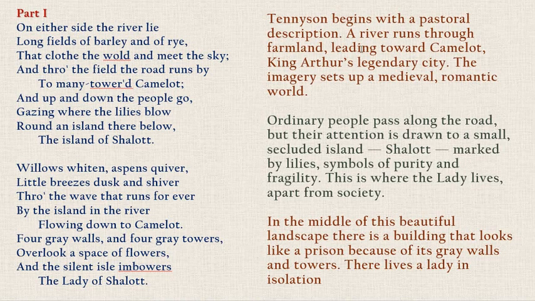So Tennyson begins with a pastoral description. Here the description is very pastoral and rural, a description of nature, of a rural, pastoral landscape. A river runs through farmland leading toward Camelot, King Arthur's legendary city. The imagery sets up a medieval romantic world.